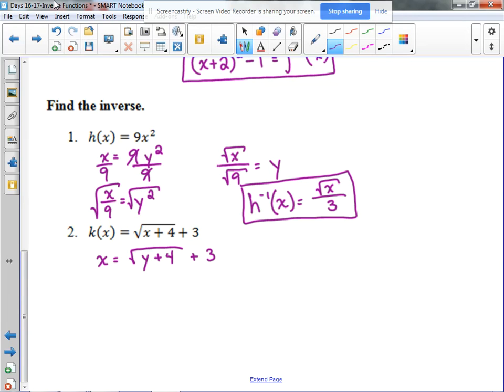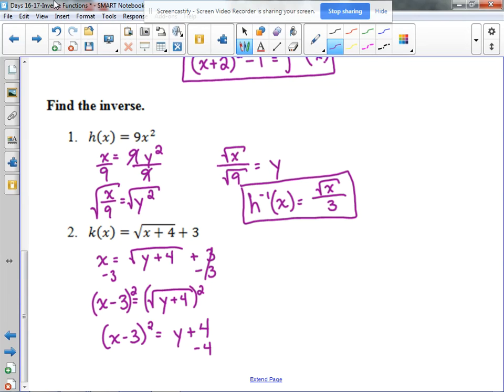So x is equal to the square root of y plus 4 plus 3. Add or subtract, you've got to deal with the 3 first. You cannot take something out from under the square root. So we subtract the 3 from both sides. We've got to get rid of the square root, so we square both sides. Squaring the square root cancels. And finally, to get y by itself, we subtract 4.